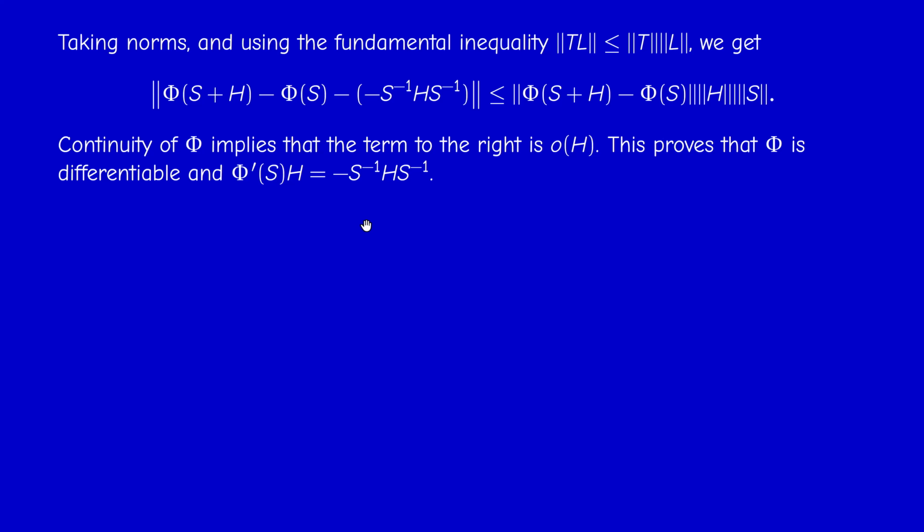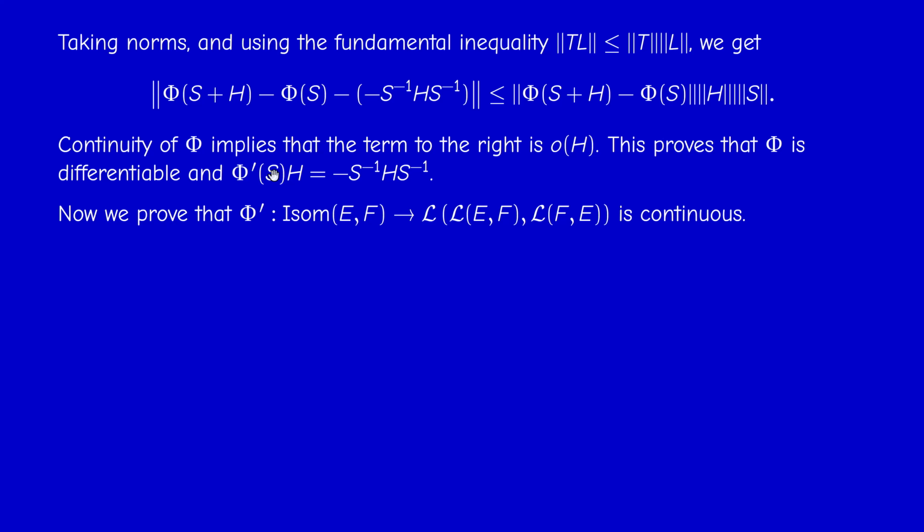Now I have to show continuity in s. The derivative operator is what acts from the set of isomorphisms, which is the open set, into what? This is a little bit complicated space, but it is the space of linear bounded maps from the set of linear bounded maps from E to F into the set of linear bounded maps from F to E. You'll get used to that. So it's not terrible. I want to prove that this map is continuous, and it makes sense to talk about continuity because this is a topological space, it inherits the norm, and it is equipped with the operator norm. So how do I prove that?